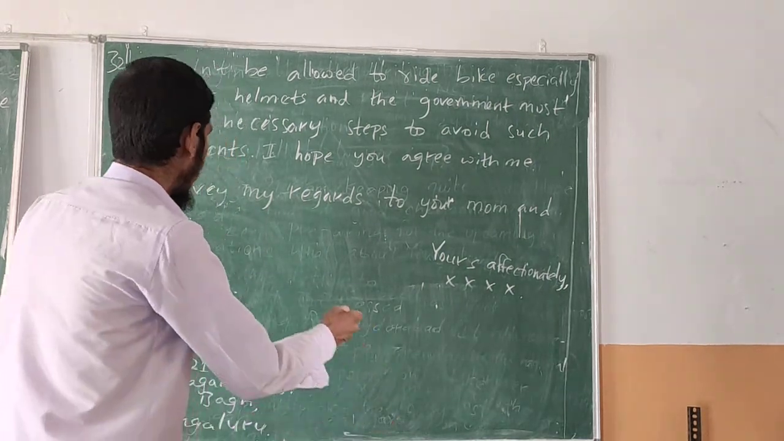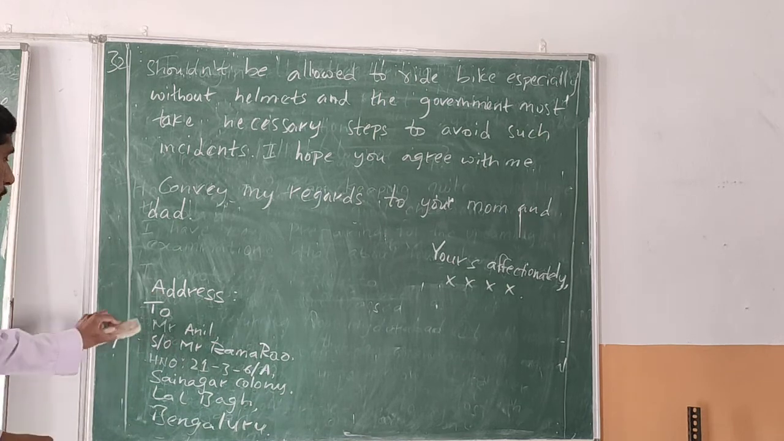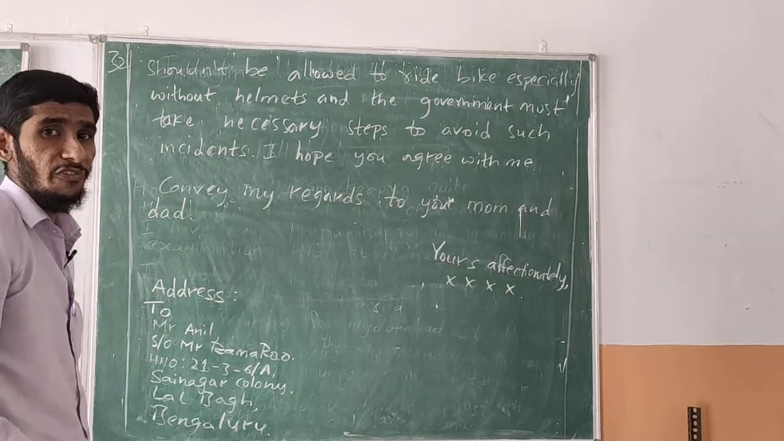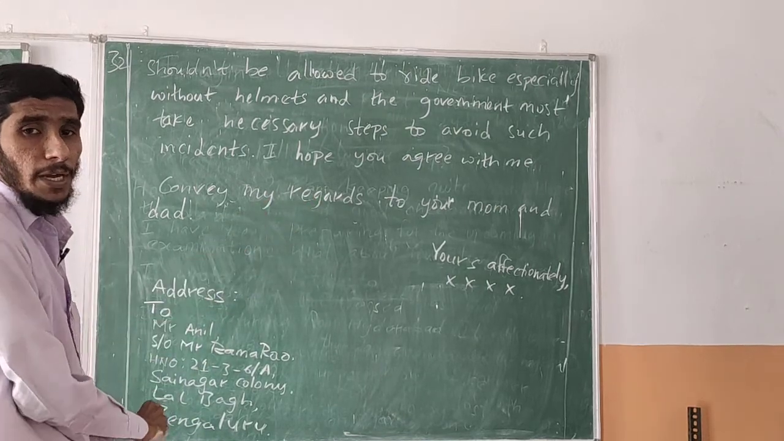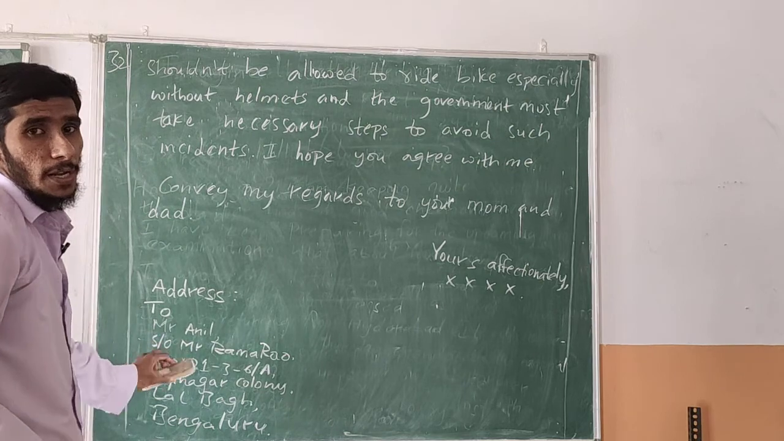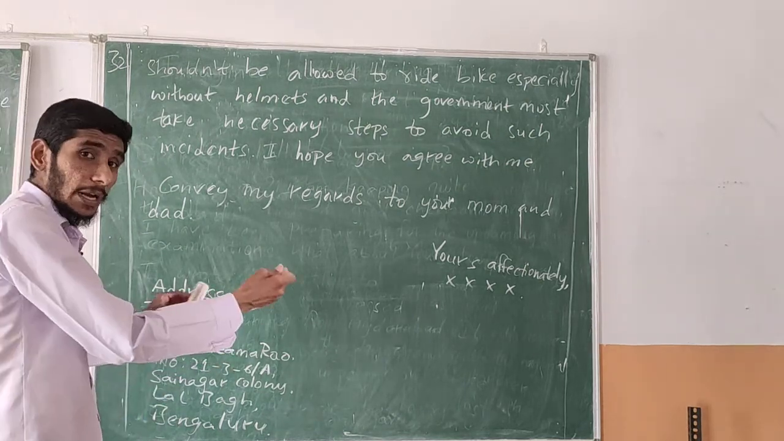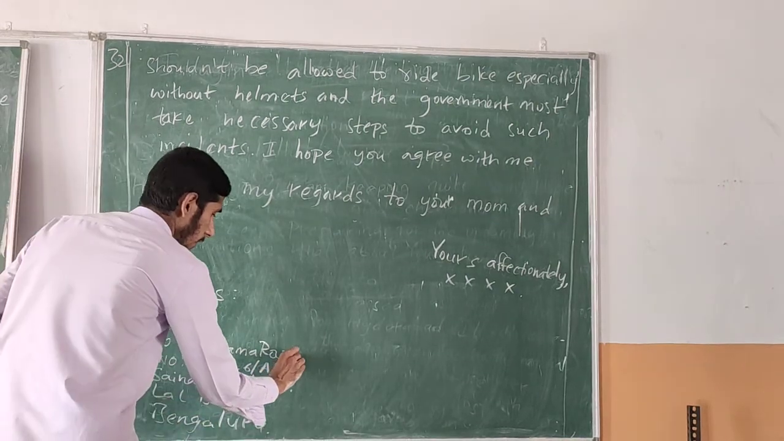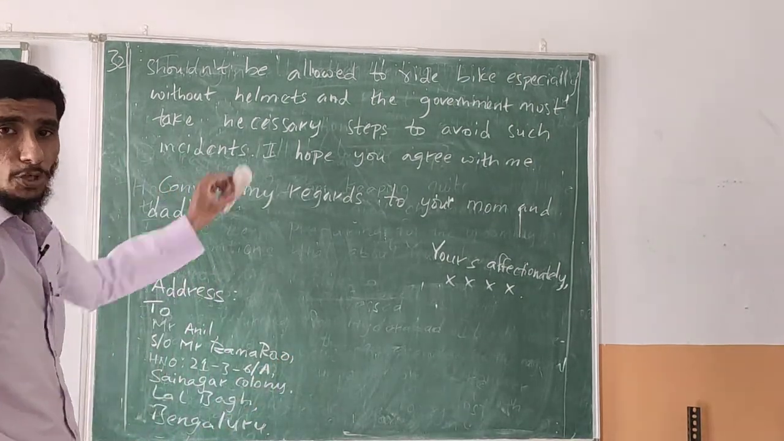So that's the thing. Address of the letter: to Mr. Tanit, that is your friend's name, imaginary. If it is given in the question, that same name should be written here. If it is given in the question that your friend's name is Mr. Ravi, then you write Mr. Ravi. Son of Mr. Rama Rao, this is also an imaginary character. If it is mentioned in the question, that should be written.